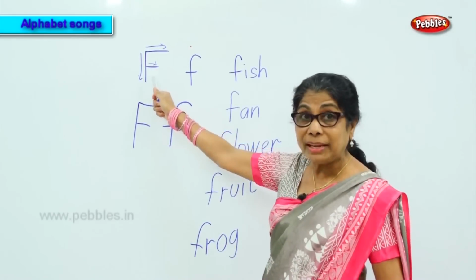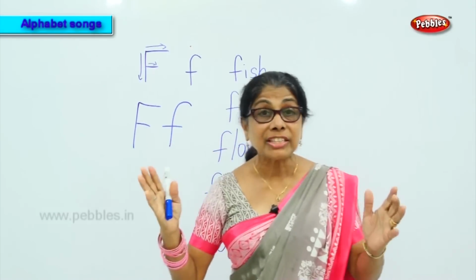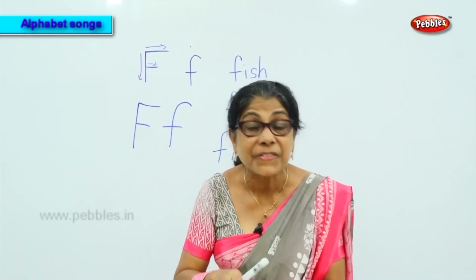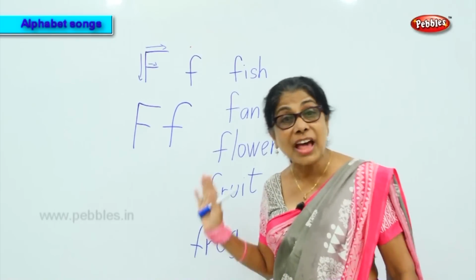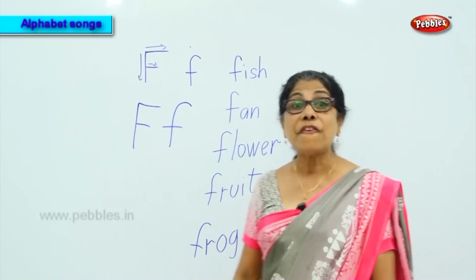Letter F, big and small. The sound is F. The words are fish, fan, flower, fruit, frog.